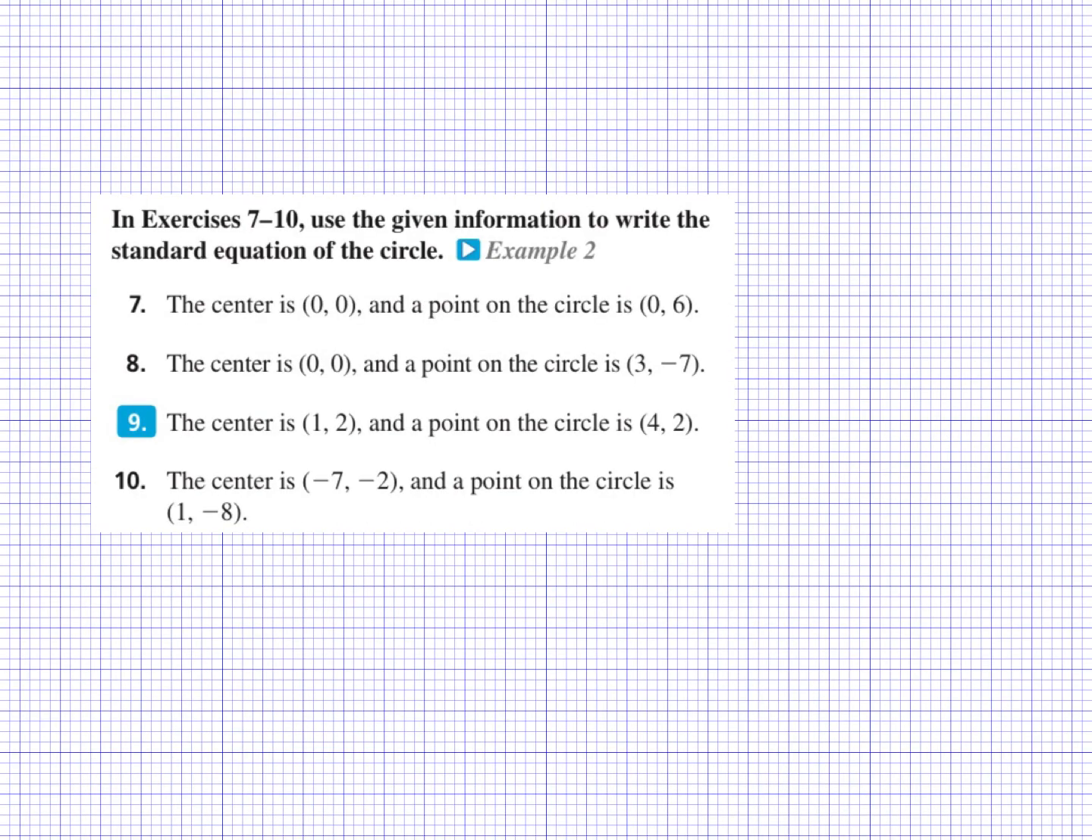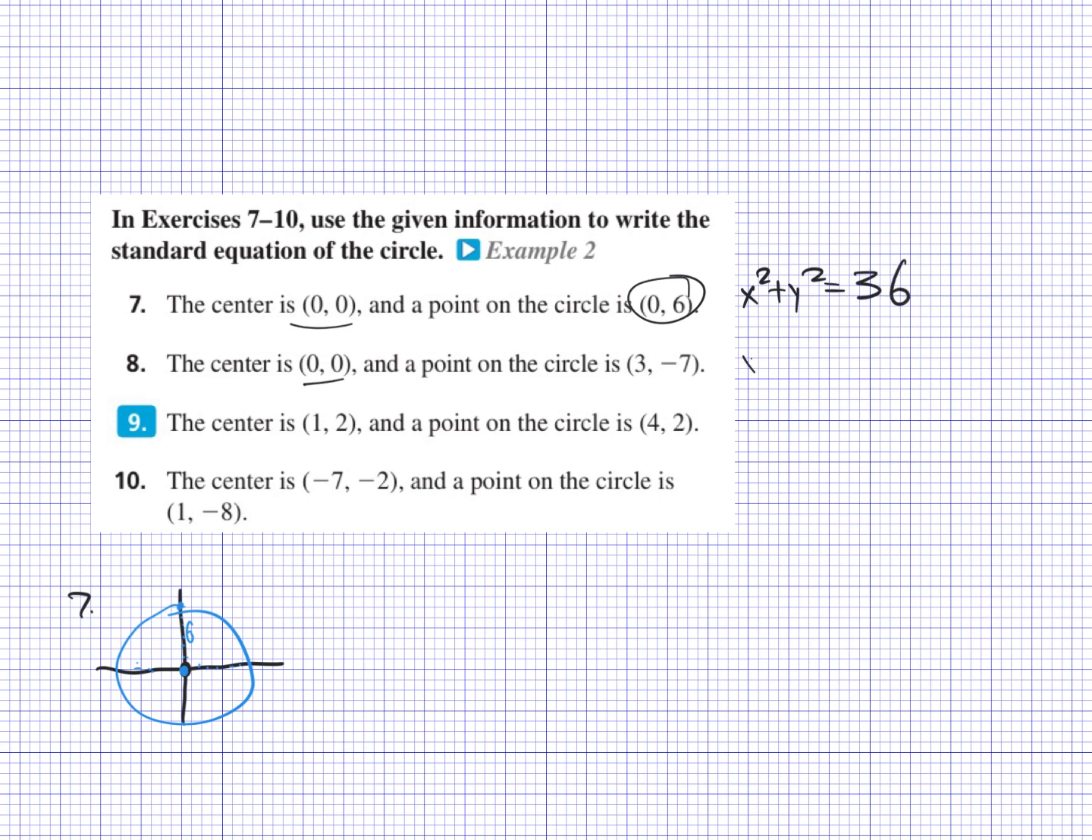All right, use the given information to write the standard equation of the circle. Same type of thing. Our center is at 0, 0, so we should be saying x squared plus y squared equals the radius squared. Well, what is the radius? This point is on the circle. Just to give you an idea, we'll draw a couple things down here. This is number 7. The center is at 0, 0, and a point on the circle is at 0, 6. 1, 2, 3, 4, 5, 6. So the radius is 6. That means 6 squared is 36.